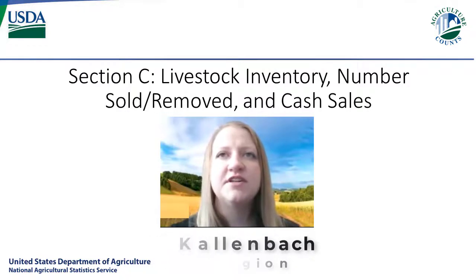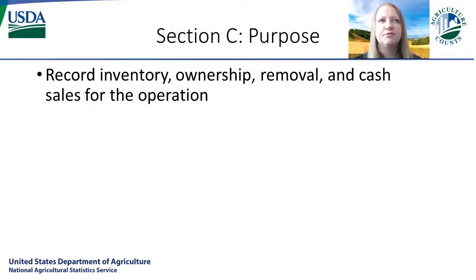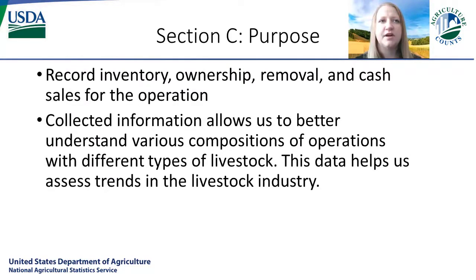The next section we are going to talk about is Section C, Livestock Inventory, Numbers Sold and Removed, and Cash Sales. The purpose of the livestock section is to record inventory, ownership, removal, and cash sales data for the operation. Livestock removals and sales are used to develop estimates of the value of livestock production. Collected information allows us to better understand the various compositions of operations with different types of livestock. This data helps us assess trends in the livestock industry.